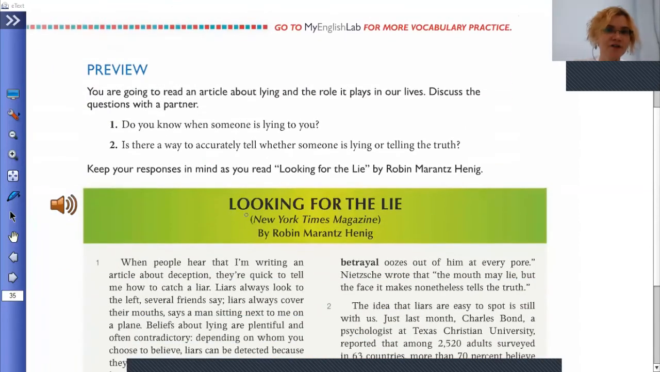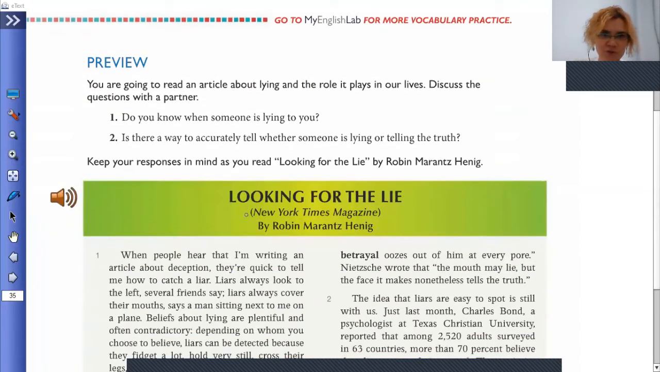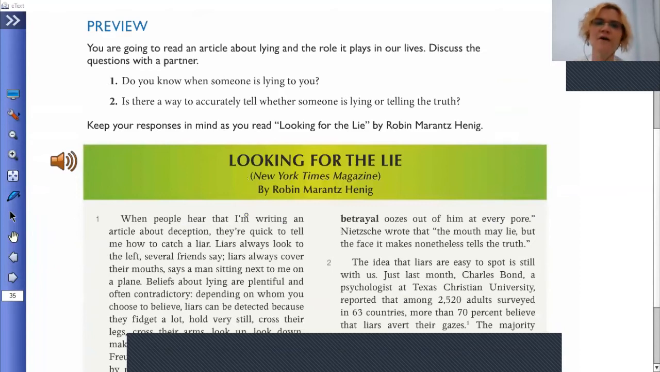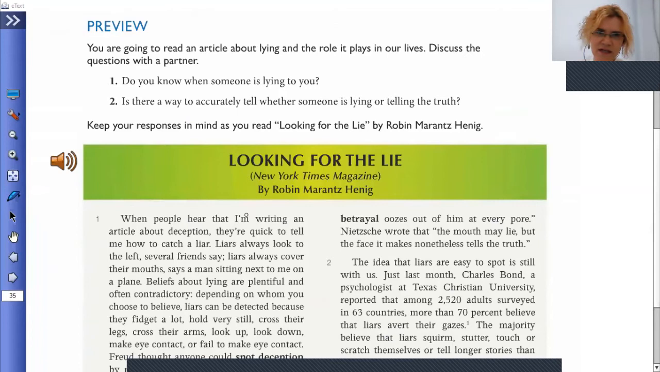Not. Then we're going to continue with our preview. You're going to read an article about lying and the role it plays in our lives. Okay, so you already know the previewing is super important. I've taught you that already since year 10 and year 11. And in the video, I reminded you also of previewing.